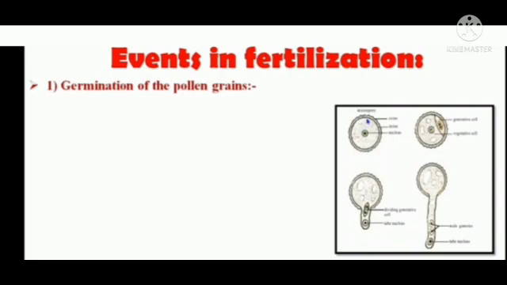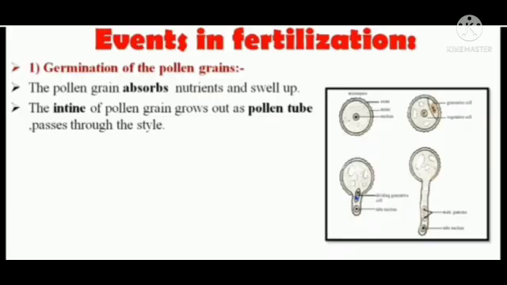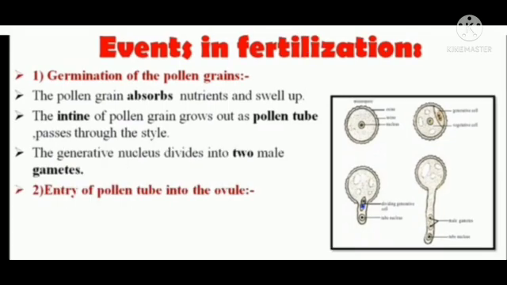Now next are the events in fertilization. During fertilization, a number of events take place, which are summarized as follows. First is the germination of the pollen grains. The pollen grains, after pollination, are deposited on the stigma and then they absorb nutrients, that is water and sugar secreted by the stigma, and swell up, and then growth of the pollen tube is stimulated. The intine of the pollen grain grows out as a pollen tube and passes through the style. The tissues of the style are dissolved with the help of enzymes secreted at the tip of the pollen tube.